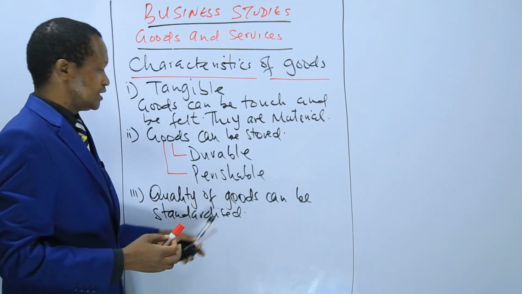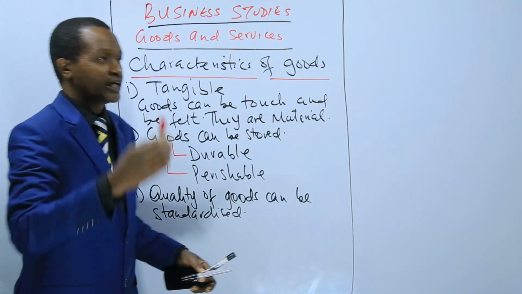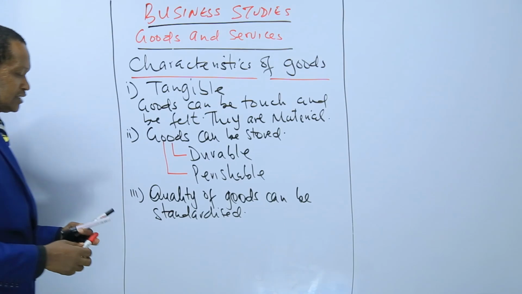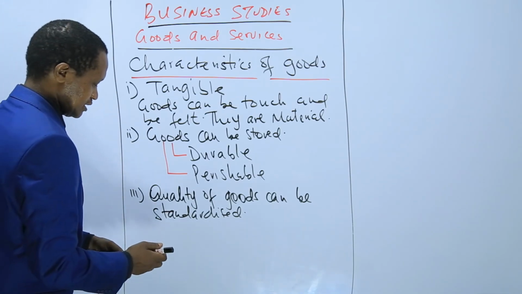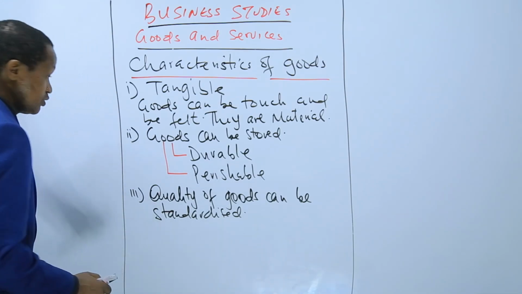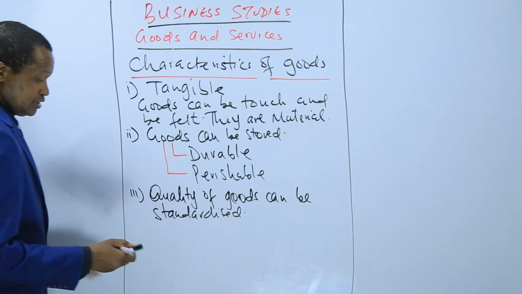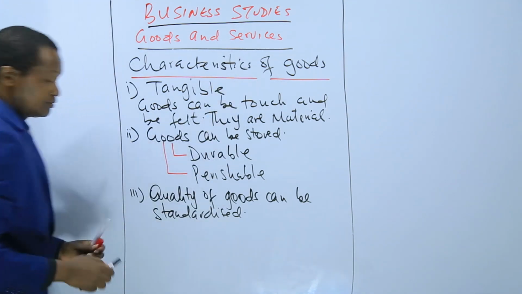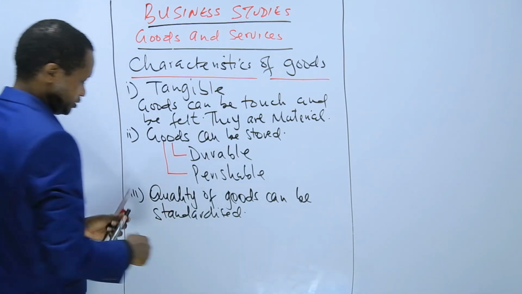Quality of goods can be standardized. That is an important characteristic of goods. This may not apply when you are producing services. It is unique to goods.